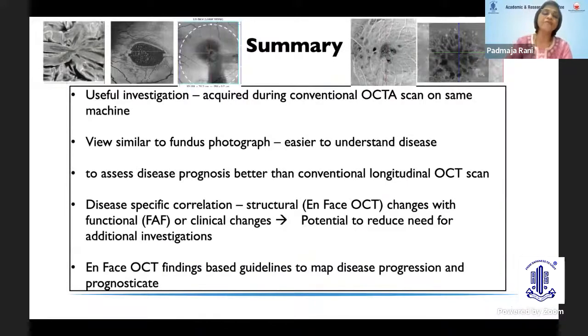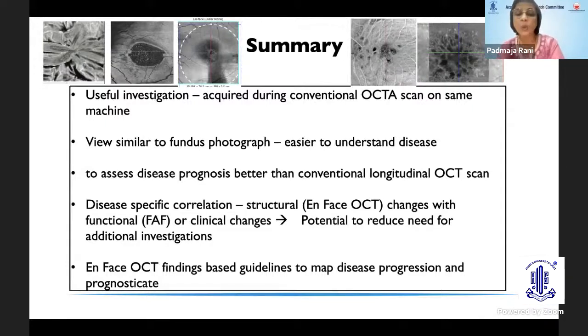To summarize, NFAS OCT is a useful investigation. It adds life to your optical biopsy shown by the OCT. It is acquired during the conventional OCT scan on the same machine. The view is similar to fundus photographs, so it is easier to understand the disease and also interpret the findings to assess the disease prognosis better than the conventional longitudinal OCT scan.